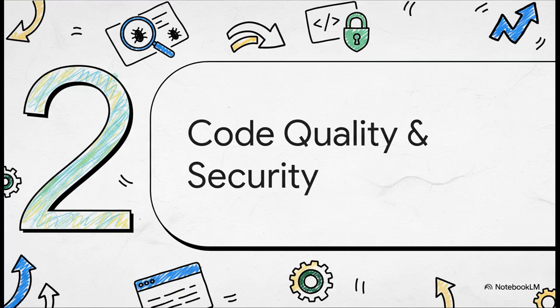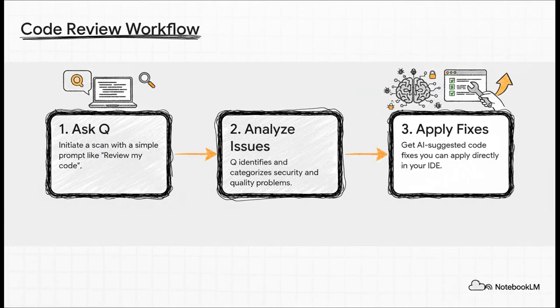But being a faster coder is one thing. What about being a better, more secure coder? Amazon Q isn't just about productivity. It's also designed to make your code stronger and a whole lot safer. And this is where it gets really powerful. All you have to do is give it a simple prompt, something like, "Review my code." Q then kicks off this comprehensive scan, analyzes everything, finds potential issues, and this is the best part, it suggests fixes that you can apply with just a click.